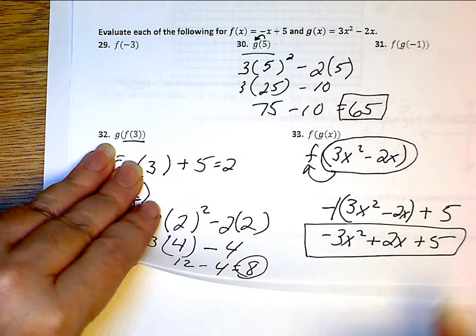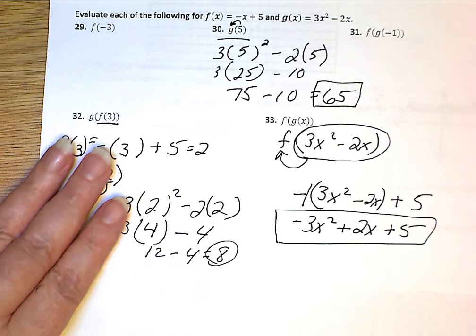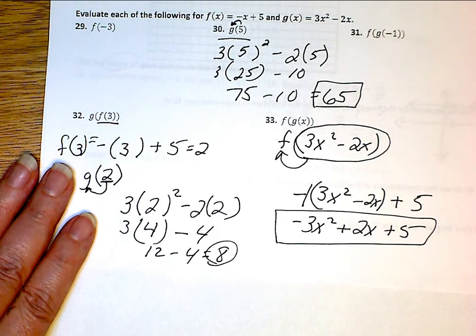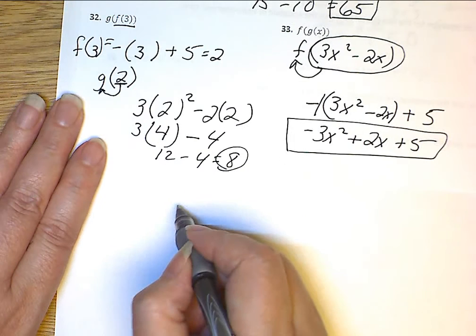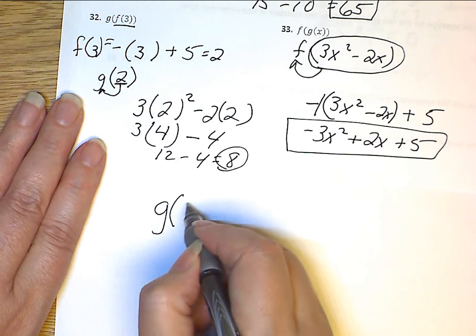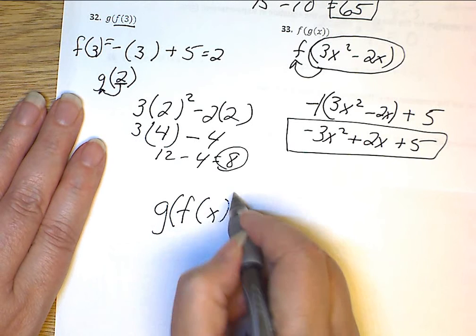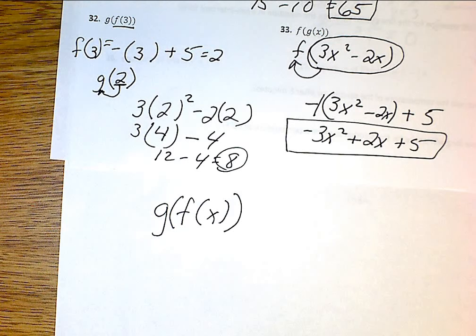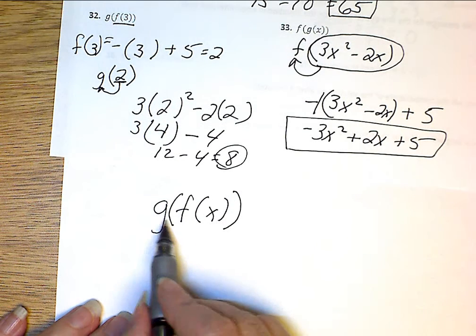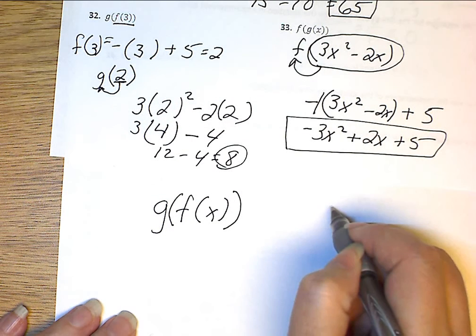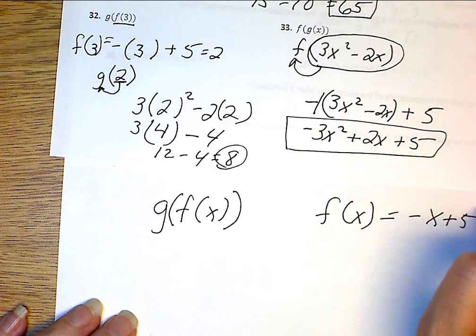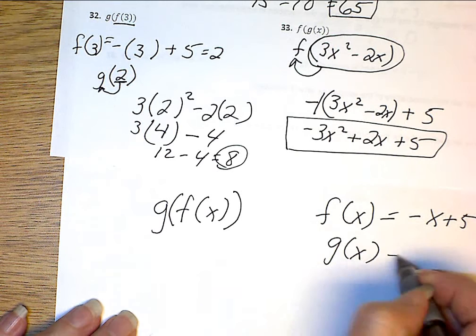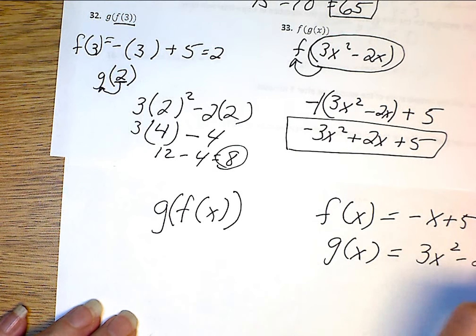Alright, the same concept, guys, because I just want to make sure, because the other way is a little bit harder. We should actually try it, whether you're there or not. I think everyone should try to do, with me, g of f of x. Because this one's the harder one, and we might as well practice. So I want everyone to stop what you're doing, and I want you to try g of f of x, and remember that f of x equals negative x plus 5, and g of x equals 3x squared minus 2x. Let's make sure we know how to do it that way too.